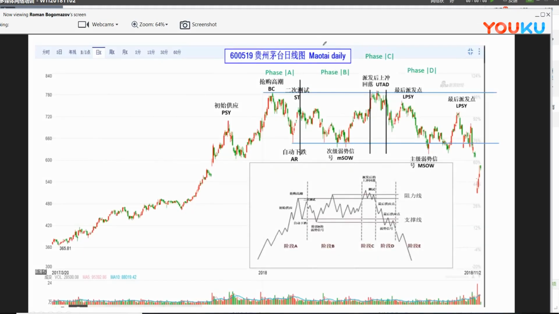Okay, and now let's talk about first instrument for today, Mao Tai.